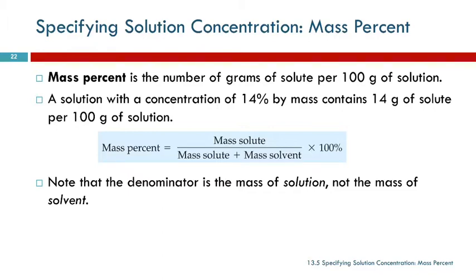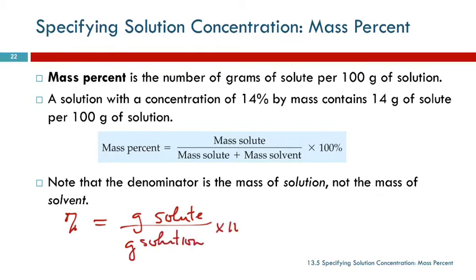So one method of specifying concentration is mass percent. Mass percent is the number of grams of solute per 100 grams of solution. So this falls right in line with the definition of percent. Percent is the part over the whole. So percent is the grams of solute divided by the grams of solution times 100, which is the part that you're interested in divided by the whole thing times 100.